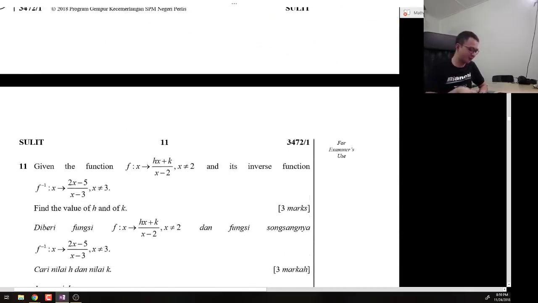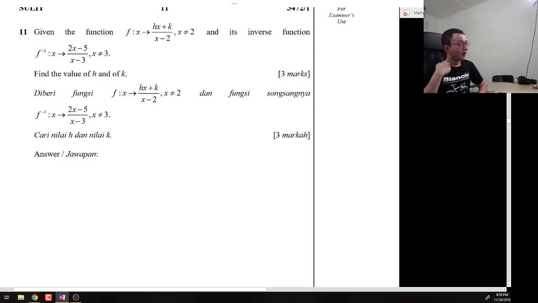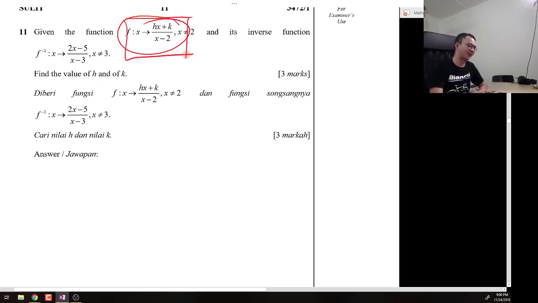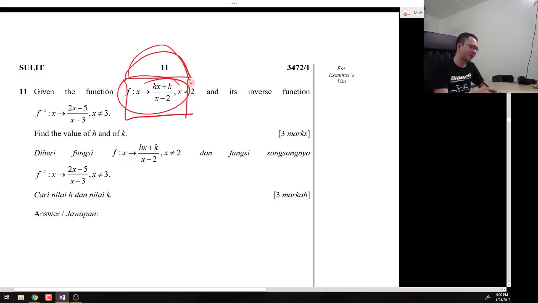Alright, move on to the next one. 11. Okay, so given the function and its inverse function is this thing. So you have two functions, basically one is f(x), one is f inverse here. What you need to do over here is either make both of them become inverse or make both of them become f. But when I see this equation, I don't like it at all because I have h and k. If I move around, it will be so complicated. So I will not touch this one. I will just lock this one out. I'm not going to move this one. So I will touch this thing.